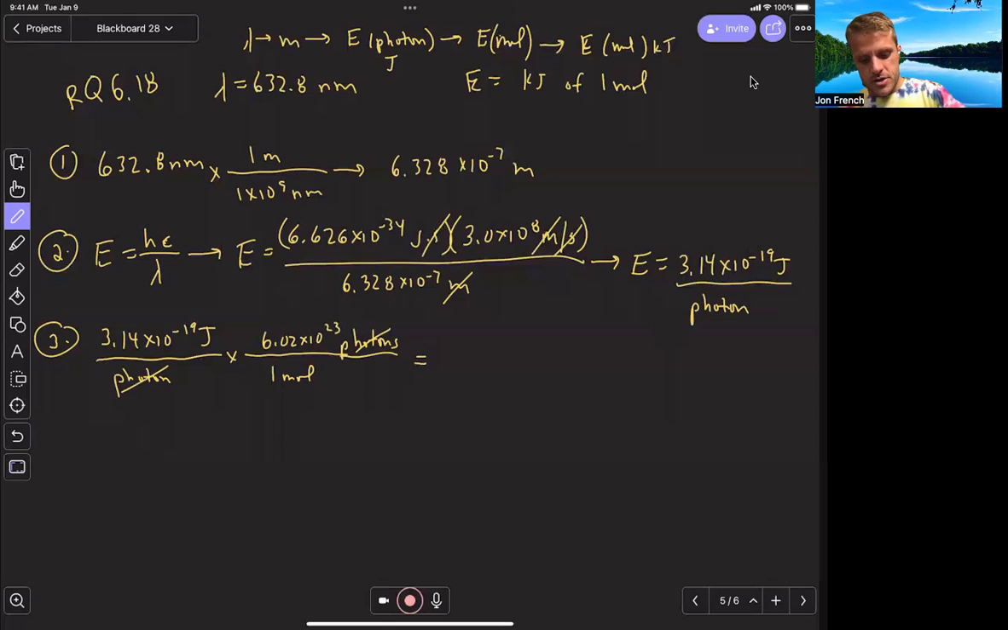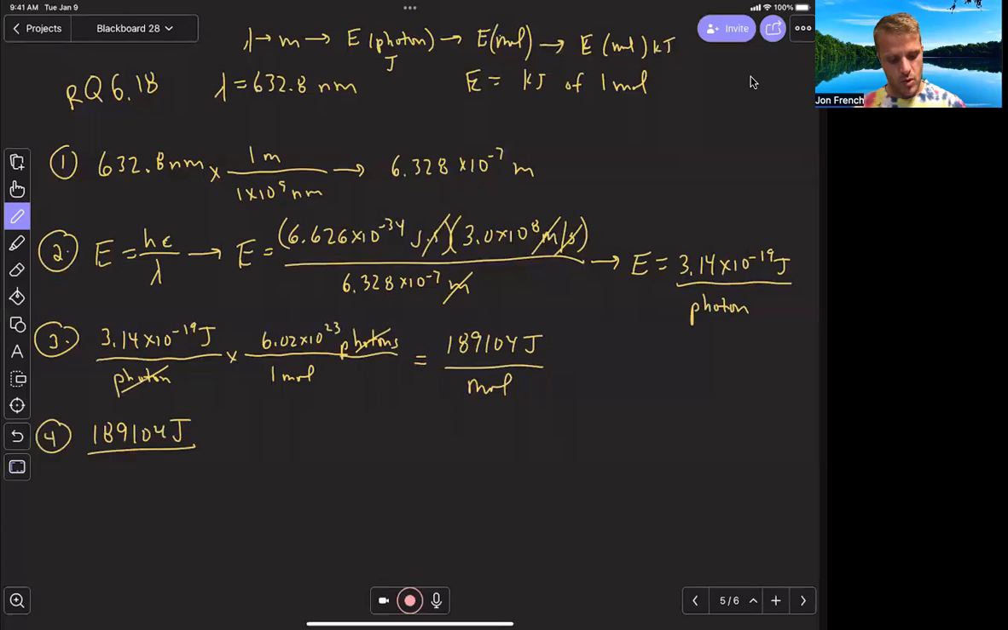All right, we're going to get our energy in joules. We've got 189,104 joules per mole. Now I want to convert that. All right, joules per mole. We're asked to find kilojoules.